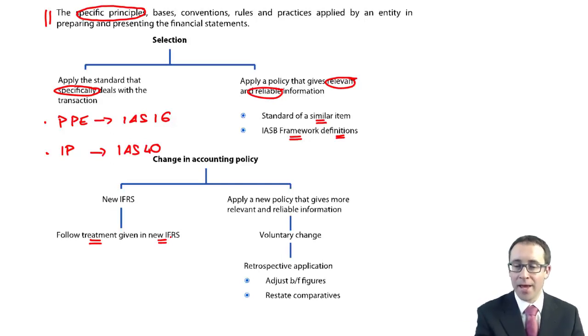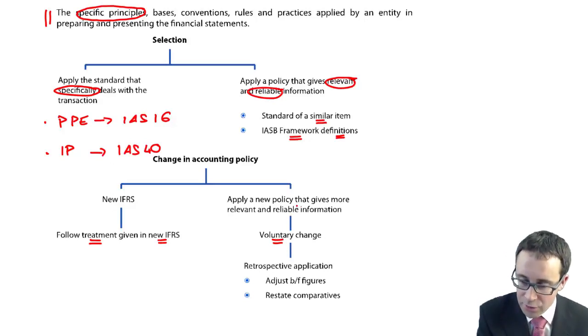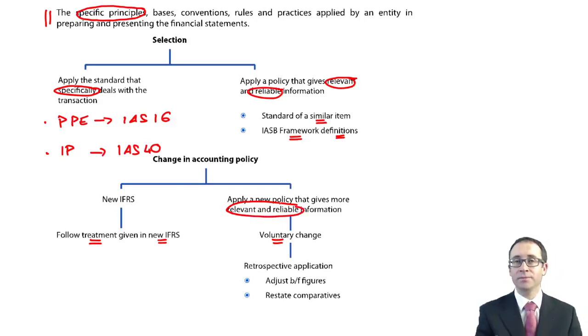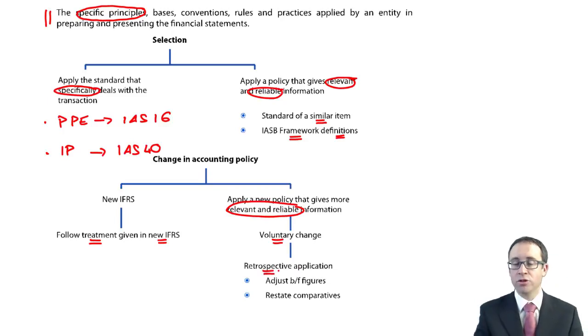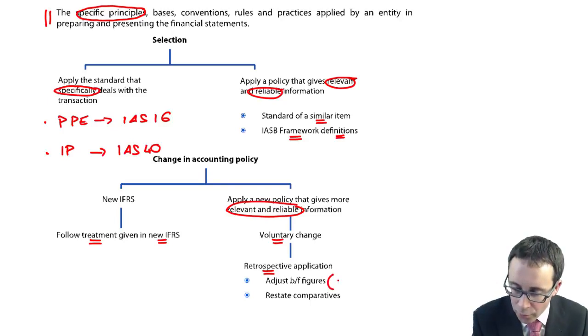However, it may be that you have a voluntary change, and the reason it is voluntary is because you believe that the new policy gives you more relevant and reliable information. If that's the case, you apply what is known as retrospective application. So you restate the prior year figures as if you had always had the accounting policy. That will mean that the asset or the liability may go up or down. And then that increase in the asset will give you a corresponding credit entry through profit or loss. You will adjust your brought forward figures.